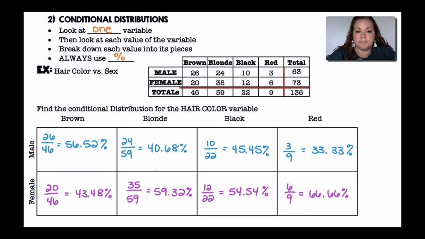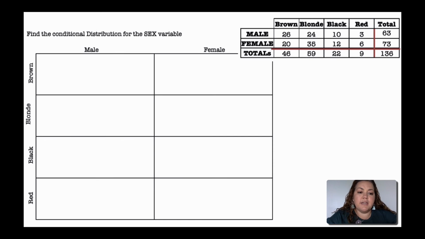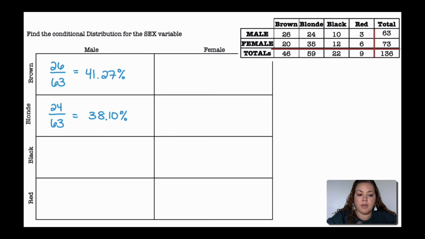All right, so I can do the same conditional distribution based off sex. So I'm going to do males. There's a total of 63 males, so I'm going to break down each hair color divided by the total number of males. So brown is 26 out of 63, blonde 24 out of 63, black 10 out of 63, and red 3 out of 63. Okay, so out of the males, I could see that 41.27% of males have brown hair.